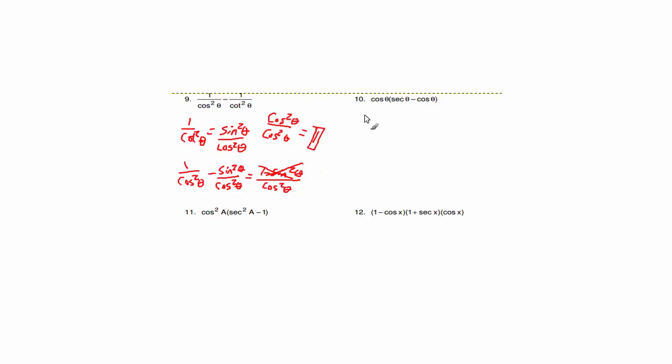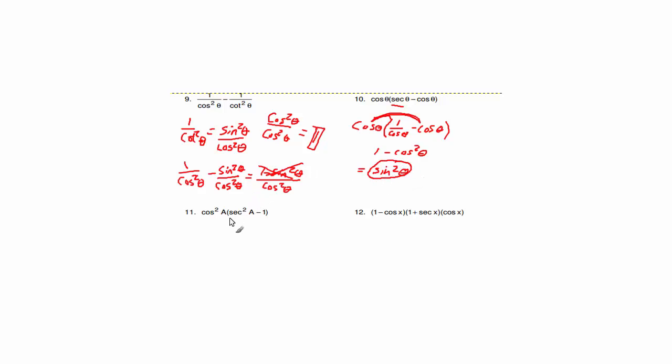Number 10, this one's actually a little bit simpler. We're going to rewrite secant theta, because I know secant theta is actually the same thing as 1 over cosine. So right here I'm going to put, instead of secant, 1 over cosine theta, and then minus cosine theta. And what I'm going to do is go ahead and distribute this cosine theta. So we get cosine theta over cosine theta, which is 1, and then cosine theta times cosine theta, which is minus cosine squared theta. This, as I just said before, is actually the same thing as sine squared theta, which is your answer for this one.